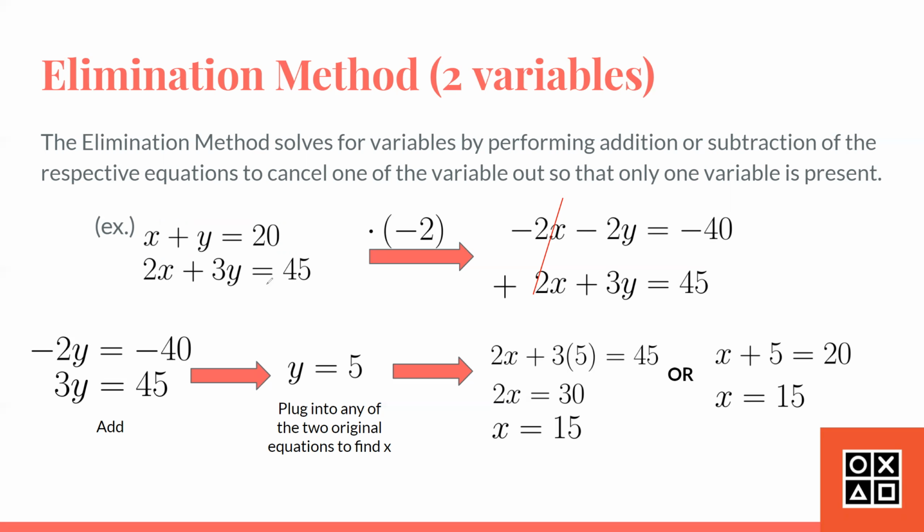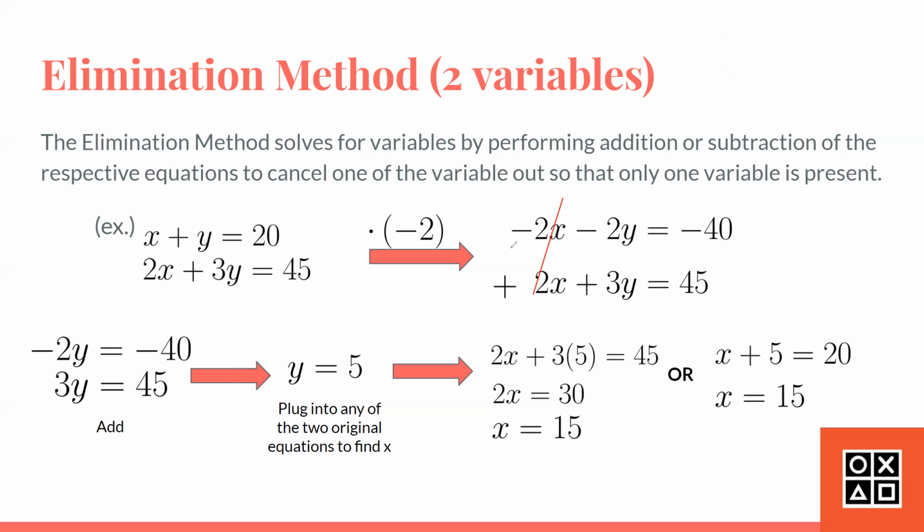Because if I solve it up here, all that it's doing is using the distributive property. So -2 times x plus y equals 20: -2 times x would be -2x, -2 times y would be minus 2y, and then the equal sign, and then -2 times 20 is -40. Hence this equation right here.